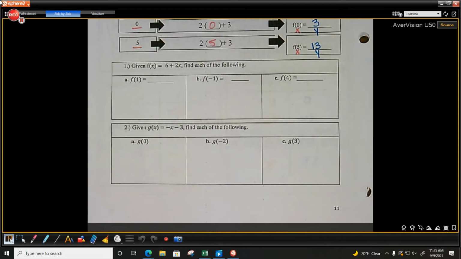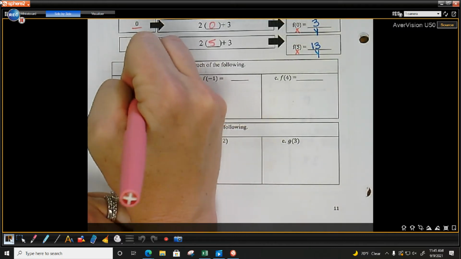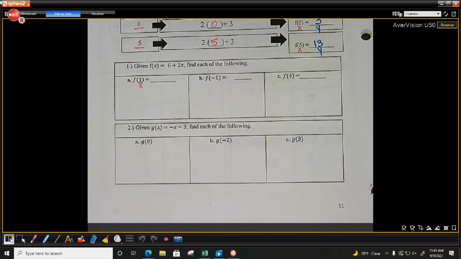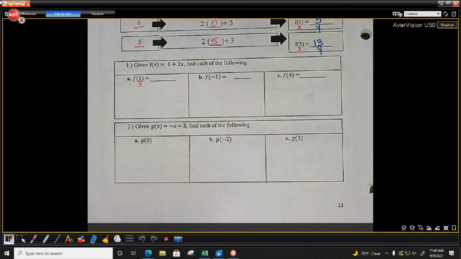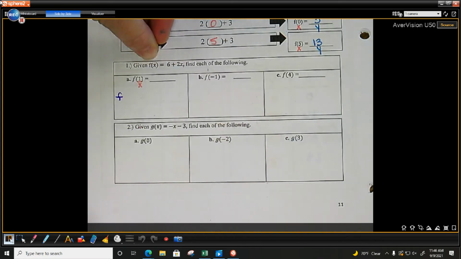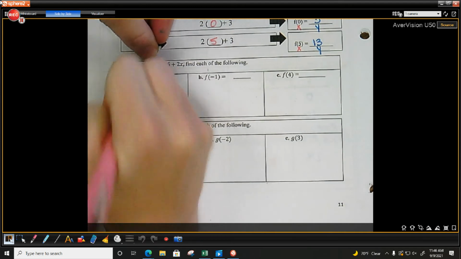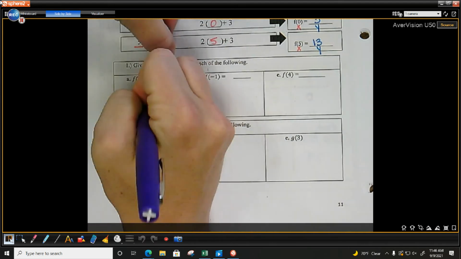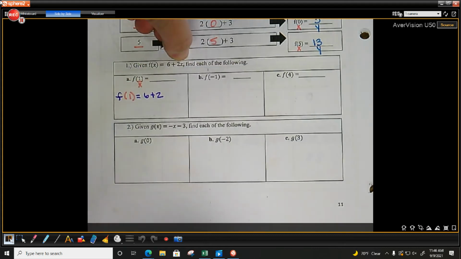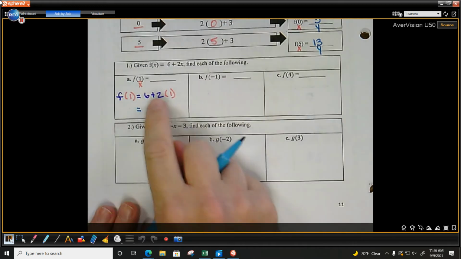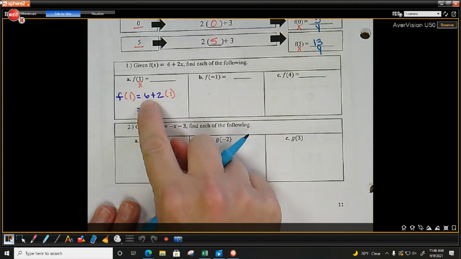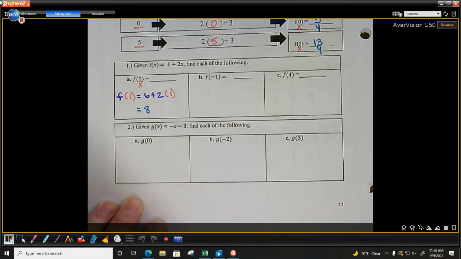So let's look at this one. I want us to get in the habit of, anytime I see f of a number, underlining it and putting x there, because normally it says f of x. So this is telling me that x is 1. So I'm going to rewrite my f of x function, but anywhere I see an x, I'm going to replace it with 1. So f of 1 equals 6 plus 2 times, not x, but what am I replacing x with? 1. And that equals, what's 2 times 1? 2. Plus 6, 8. So f of 1 equals 8.